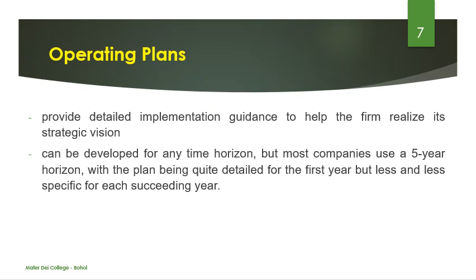Next, we have the operating plans. Operating plans provide detailed implementation guidance to help the firm realize its strategic vision. It can be developed for any time horizon, but most companies use a 5-year horizon, with a plan being quite detailed for the first year, but less and less specific for each succeeding year.